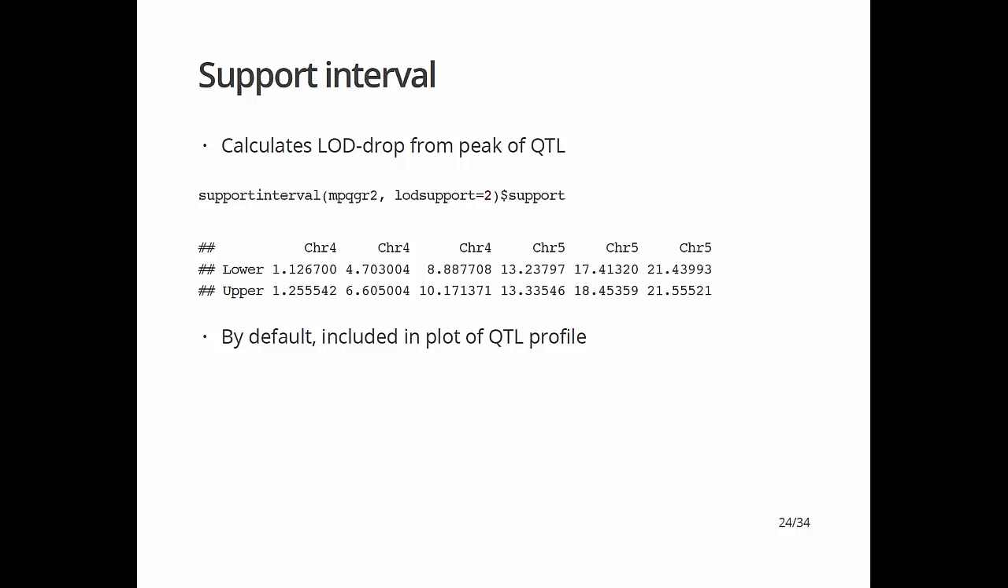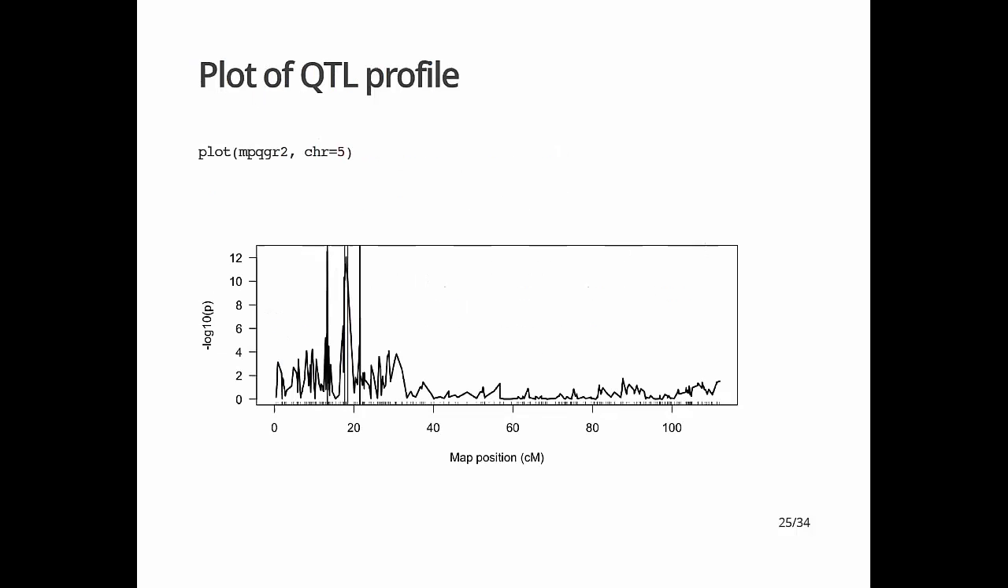By default, it's included in the plot of the QTL profile, which can get a little bit messy if there's a lot of QTL, actually. And that's what it looks like in this case. So this was for the grouped model on chromosome 5. There are 3 peaks which are detected, and the support intervals are there. They're relatively narrow for the most part.